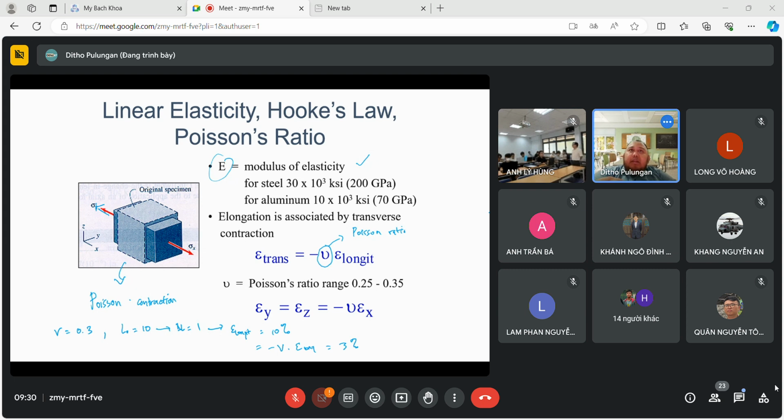Any questions so far? So I hope it's clear. When you apply tension in one direction, the dimension in the other direction will shrink due to what we call Poisson contraction. How much it will shrink is determined by a parameter called the Poisson ratio.